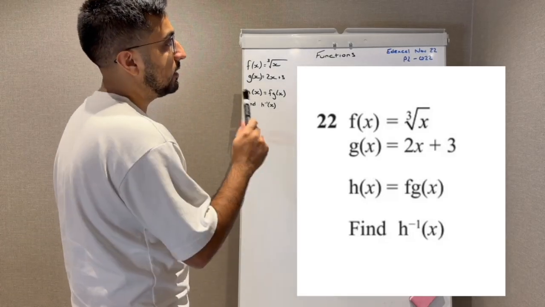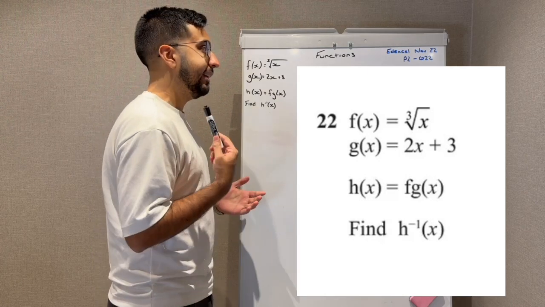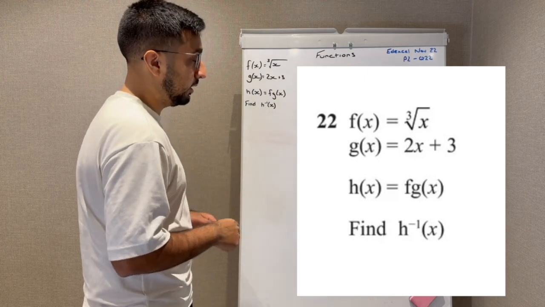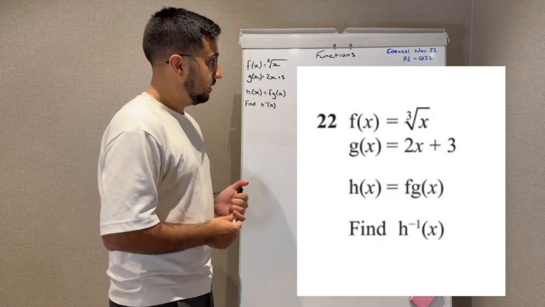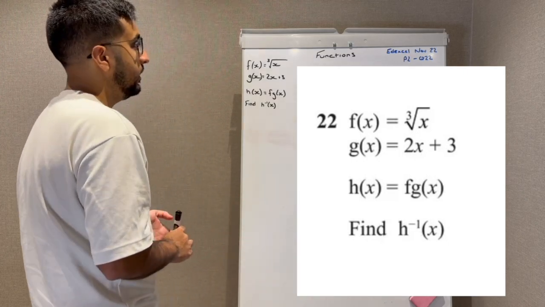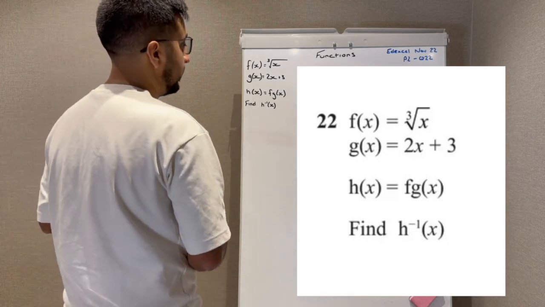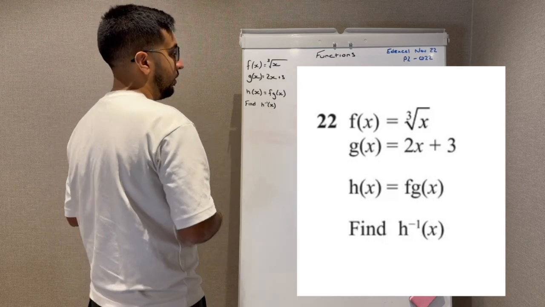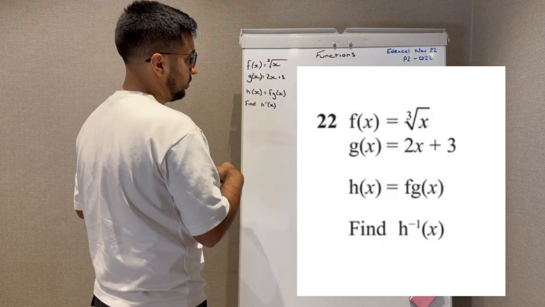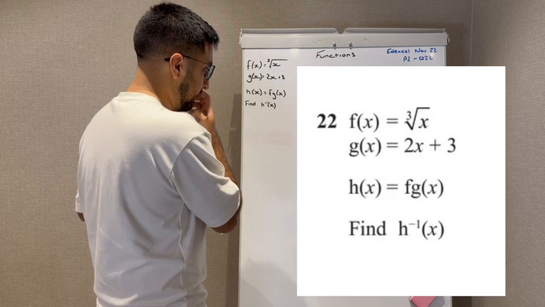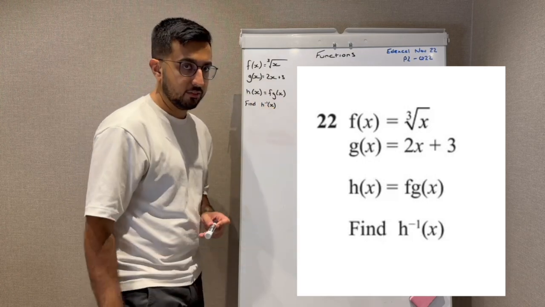This is from the edexcel November 22 paper, the second paper, and it's question number 22. A lot of twos. We have two functions, and we are told that the definition of the third function is a composite function, fg of x, and the question is asking us to find the inverse.